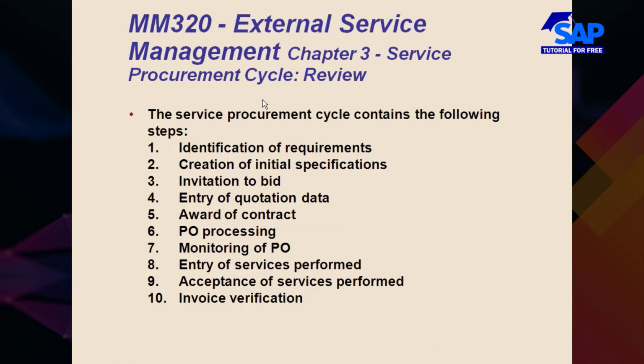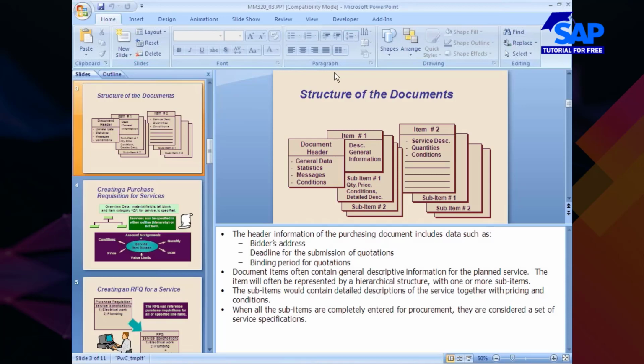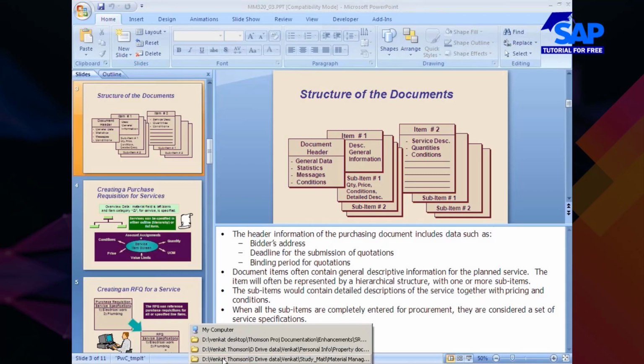So these are the 10 steps of the service procurement: identification of requirements, creation of initial spec, service specifications, invitations to bids, entry of quotation data, awarding of contract to the L1 bidder, PO processing, monitoring of PO, entry of services performed, acceptance of services performed, invoice verification. All these steps are part of the service entry or the service procurement cycle. Ideally this is what we call external service management or service procurement.